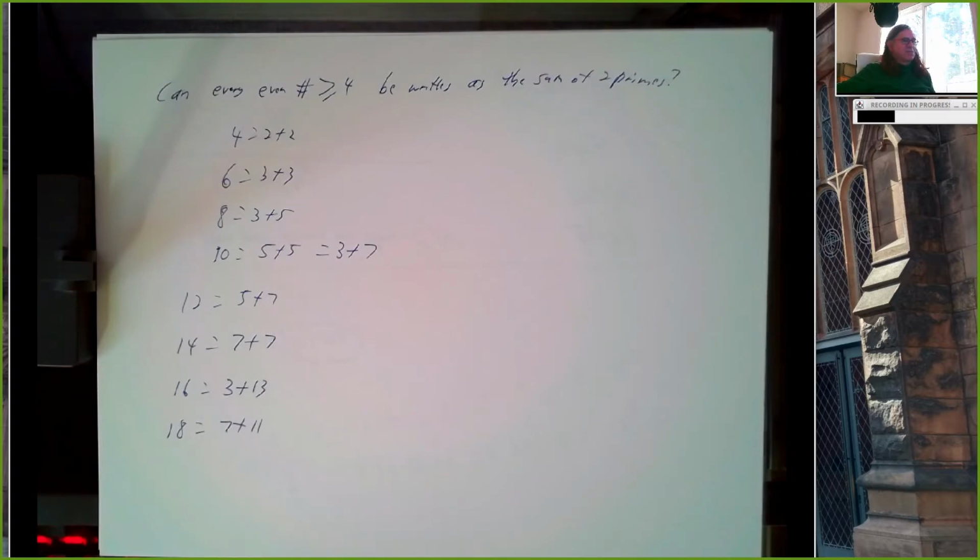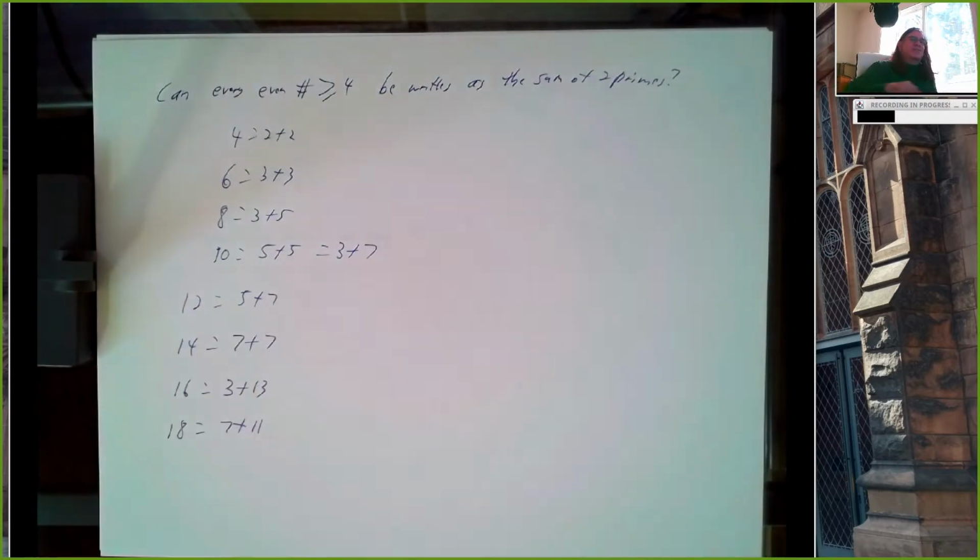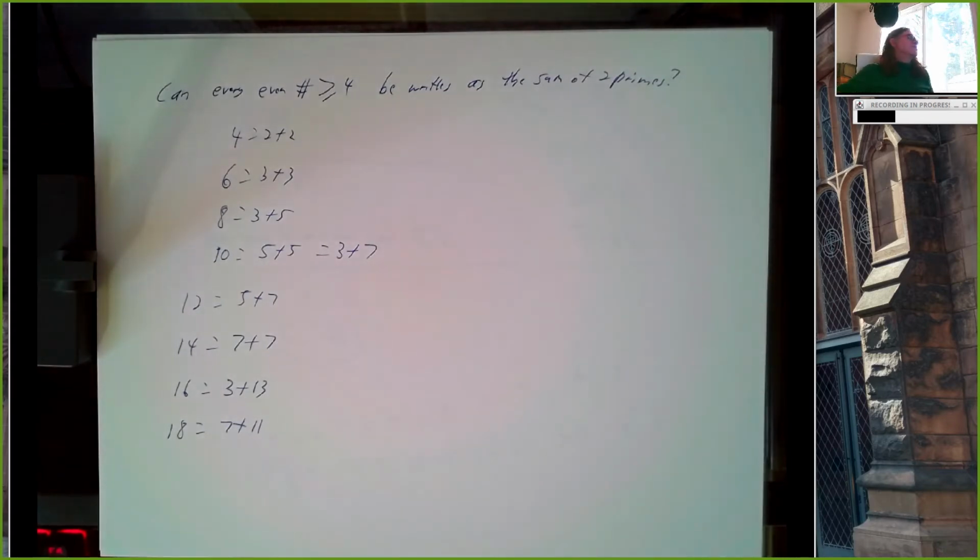So that's Goldbach's conjecture, and I think one of your programming assignments for this course is going to be to write a program that will test Goldbach's conjecture. That will basically take an even number and tell you how to write it as a sum of two primes. And we'll just do that by exhaustively trying different values.